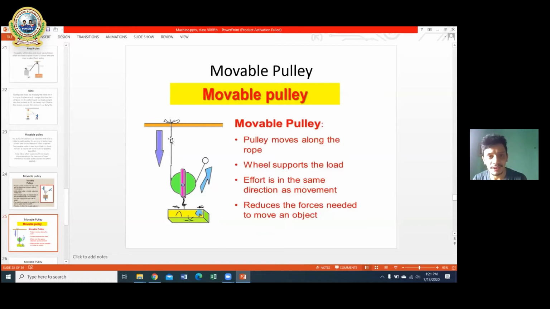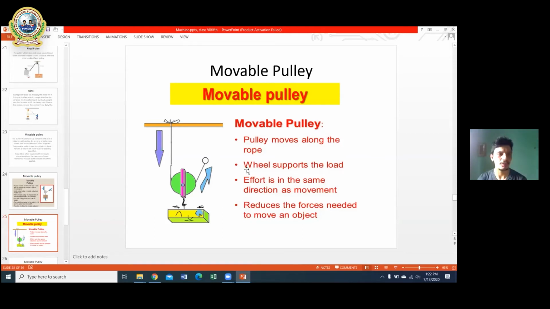This part applies 25 newton force, and if you apply 25 newton force on the other part too, the total force becomes 50 plus 50, 100 newton. That means the force has been doubled, right? Yes, sir. This is the advantage of the movable pulley. A movable pulley magnifies the force, so a bigger load can be lifted.